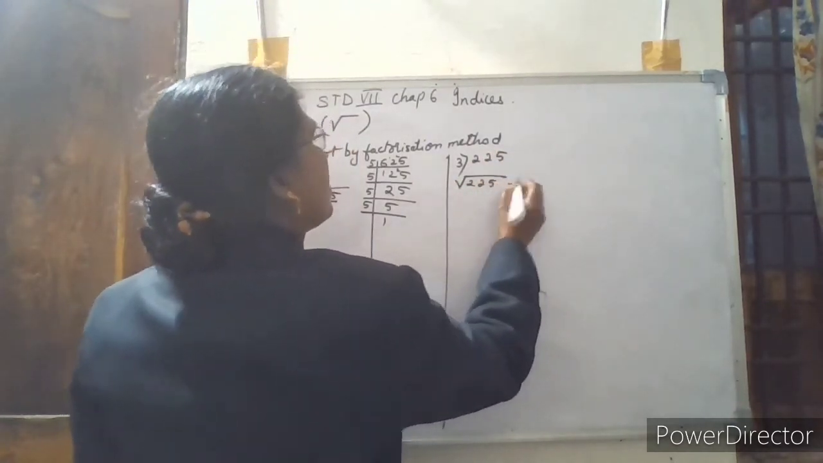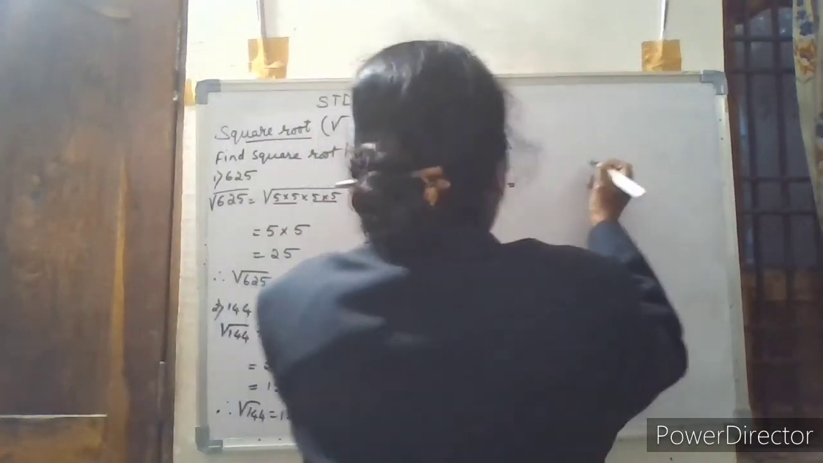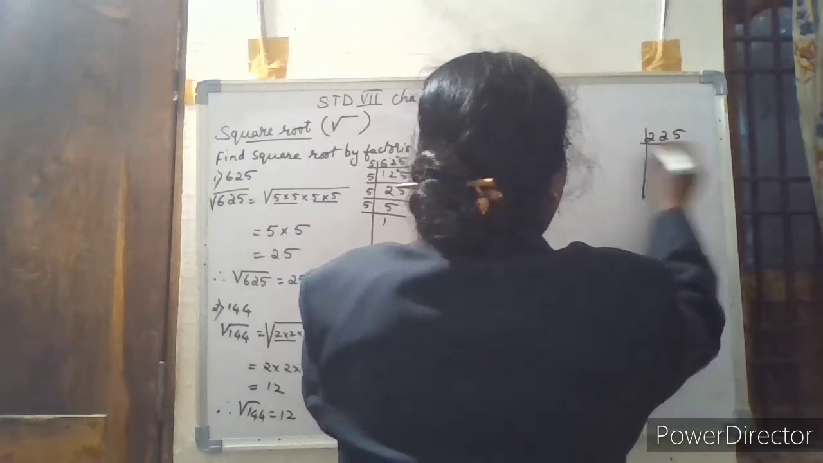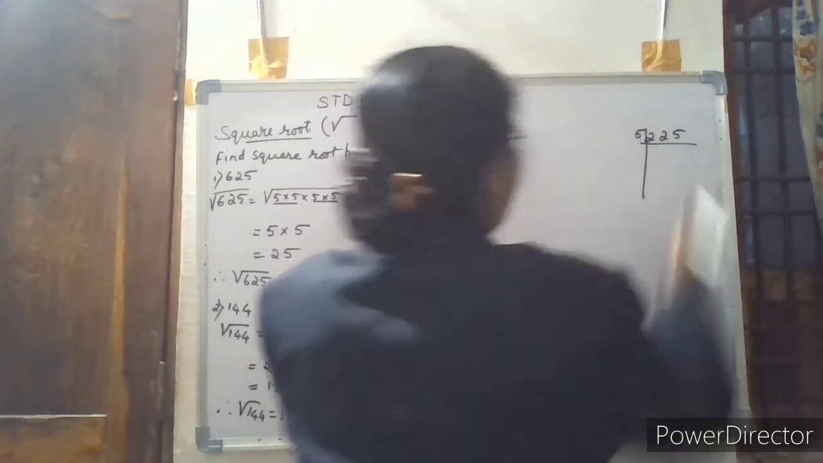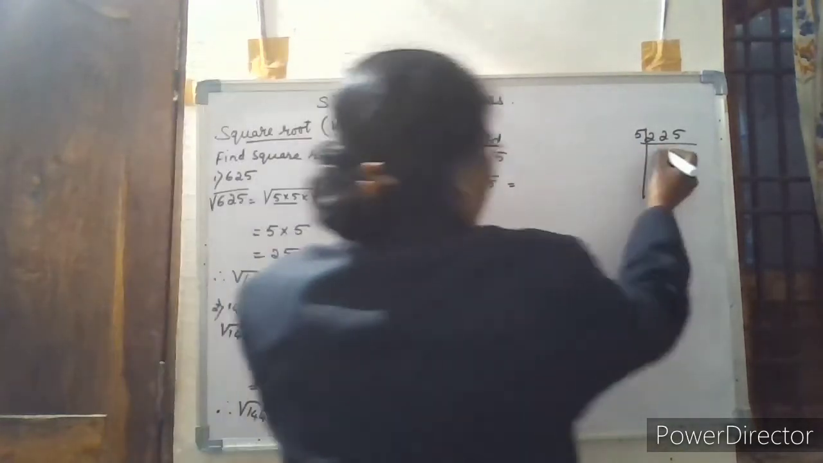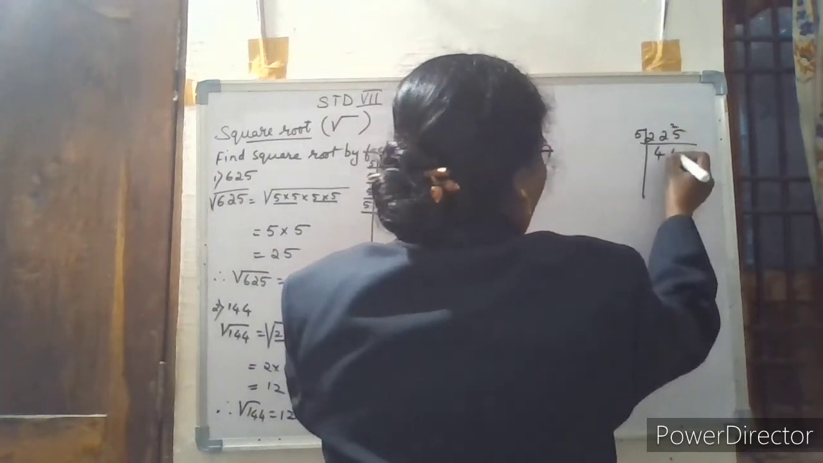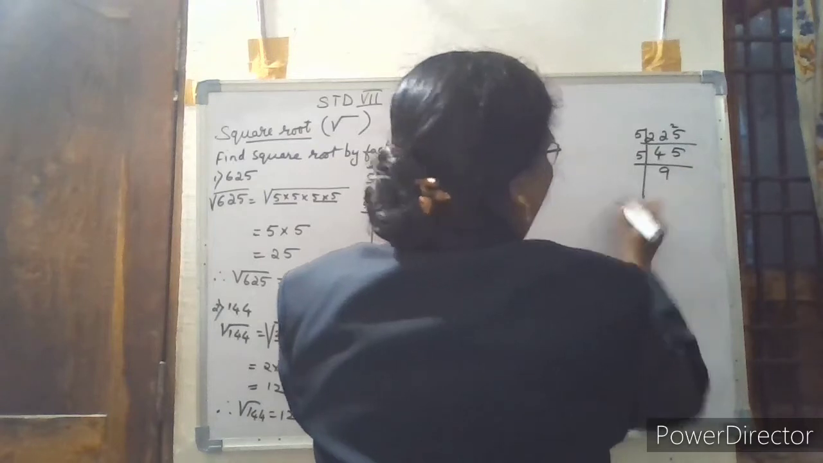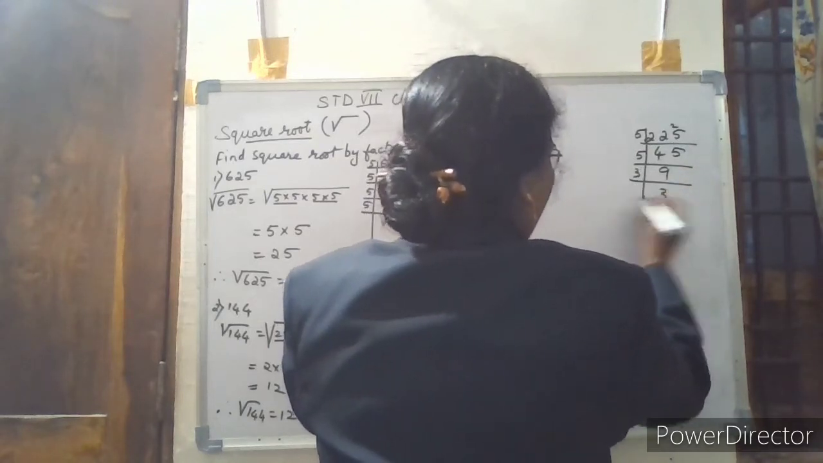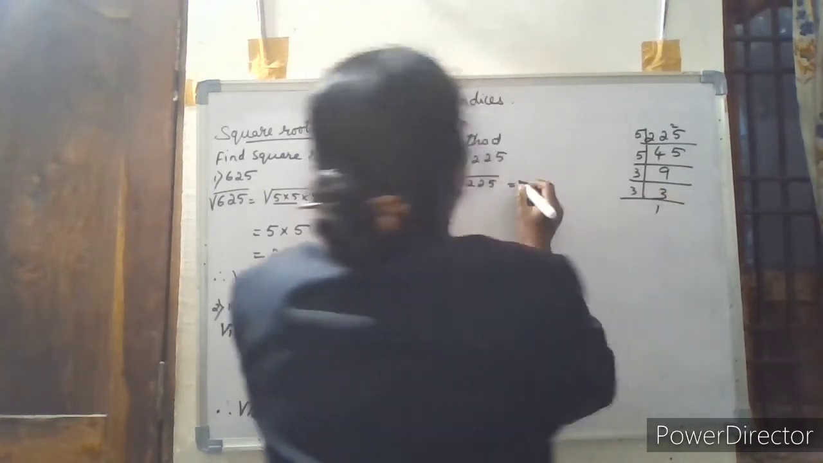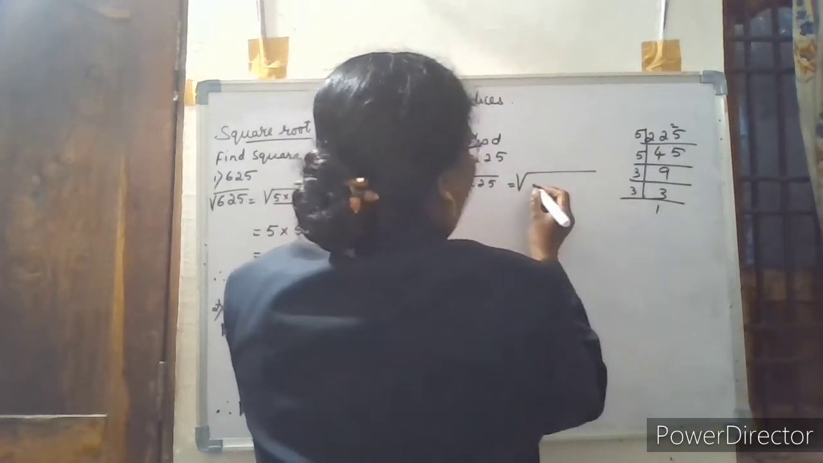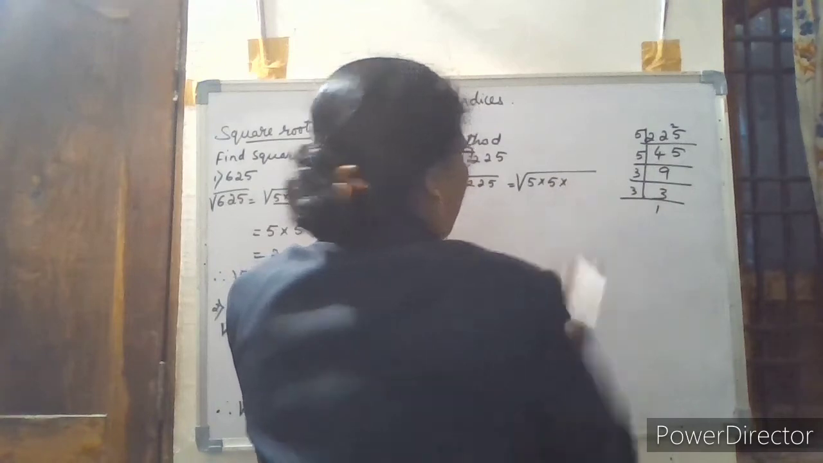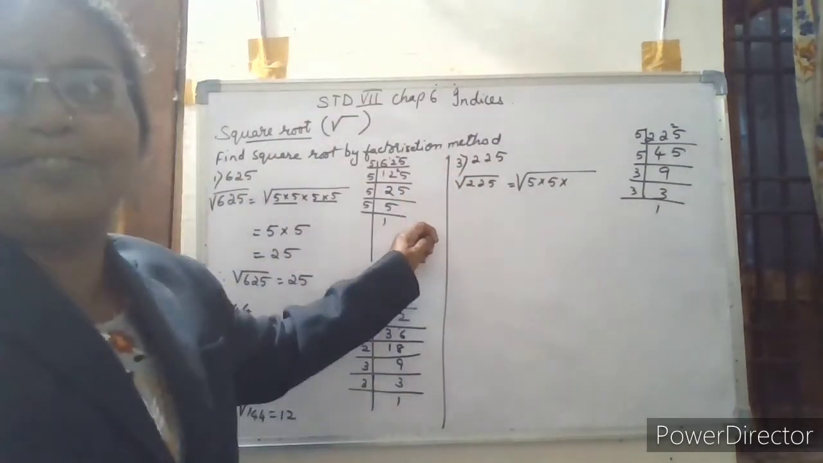Factorize it. We can divide this number by 5. 5 fours are 20, carry 2, 5 fives are 25. Again 5 nines are 45. Then 3 threes are 9, 3 ones are 3. So therefore the factors of this is 5. What to do?